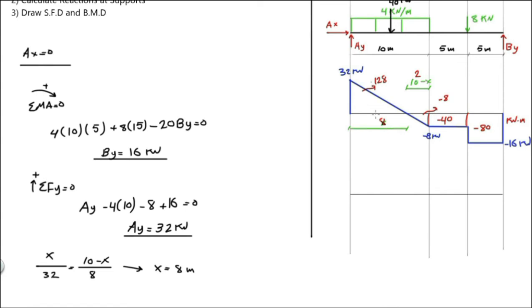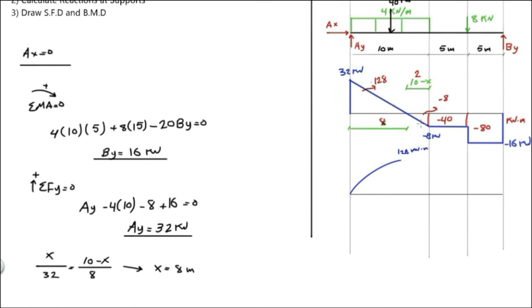Since we have all the areas, we are ready to draw bending moment diagram. And here there is a triangle. So the shape here will be increasing curve because of this plus sign. So it will be like this. This is 128 kilonewton meter.